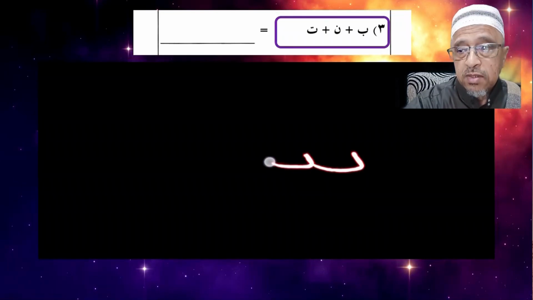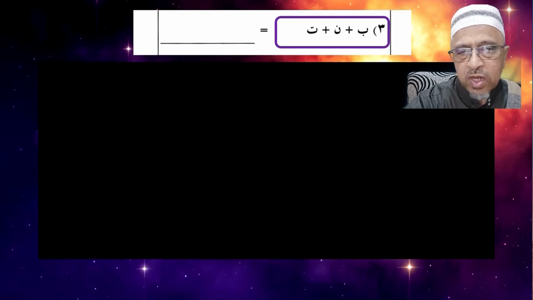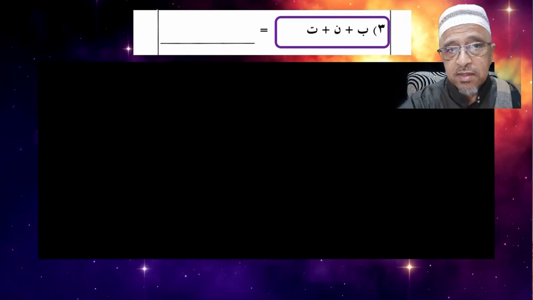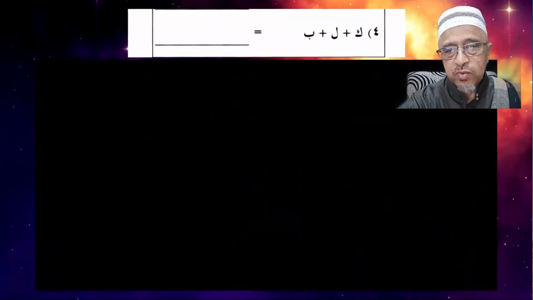Remember, right? So let's link b, n, t, and remember we write all the huruf first, and then we add the dots afterwards, right? And there we go. Bint, which is bint or bintun. A girl. A girl, bintun. That was thalatha. Let's go to arba'a.